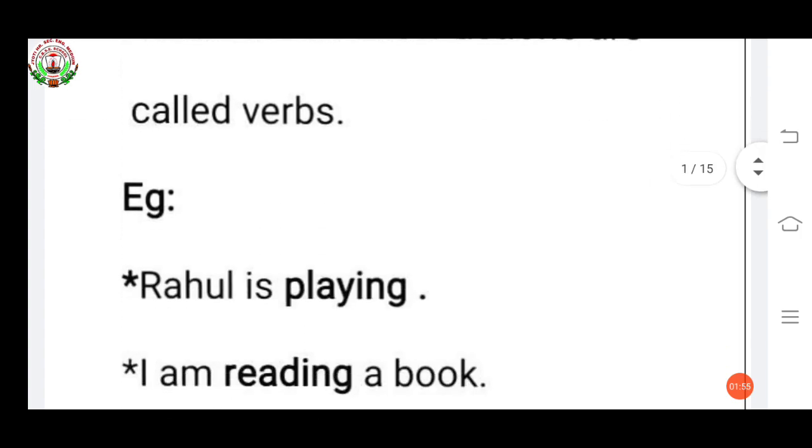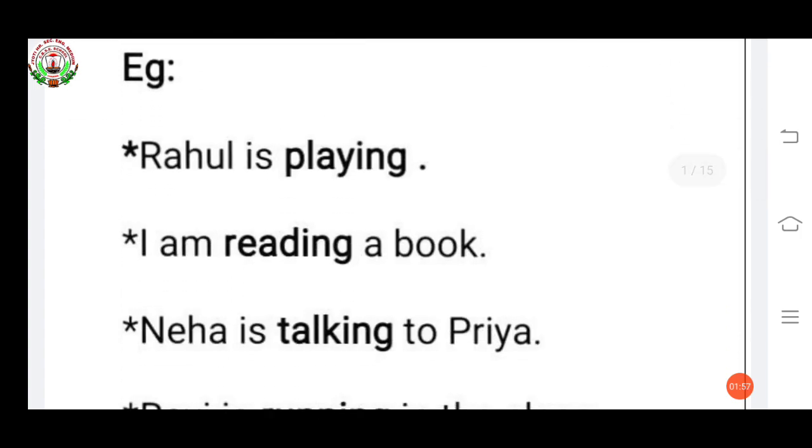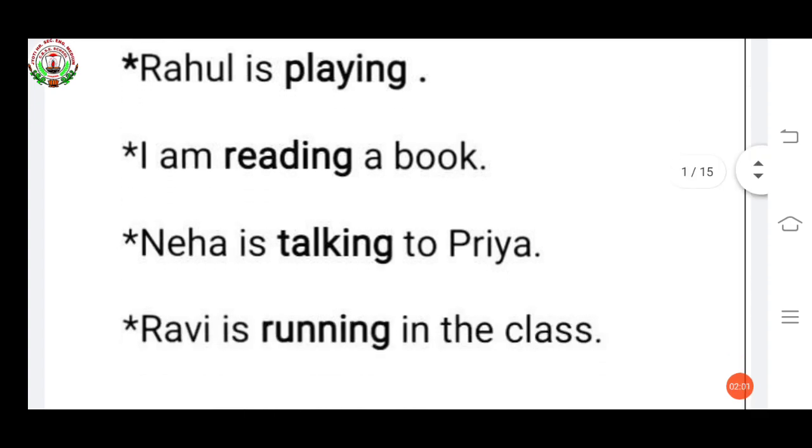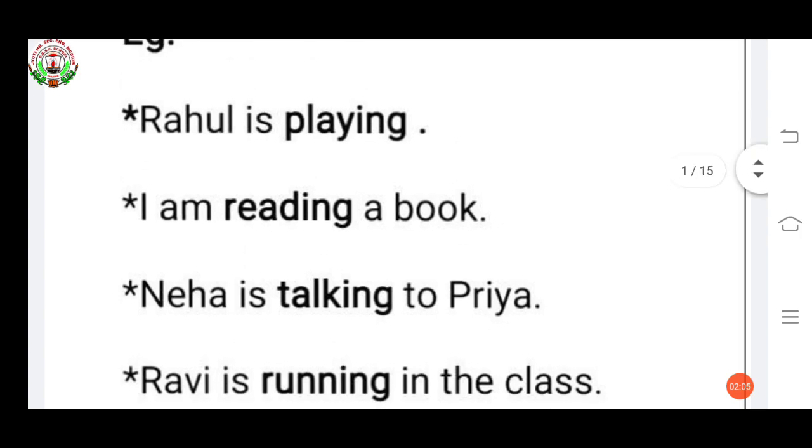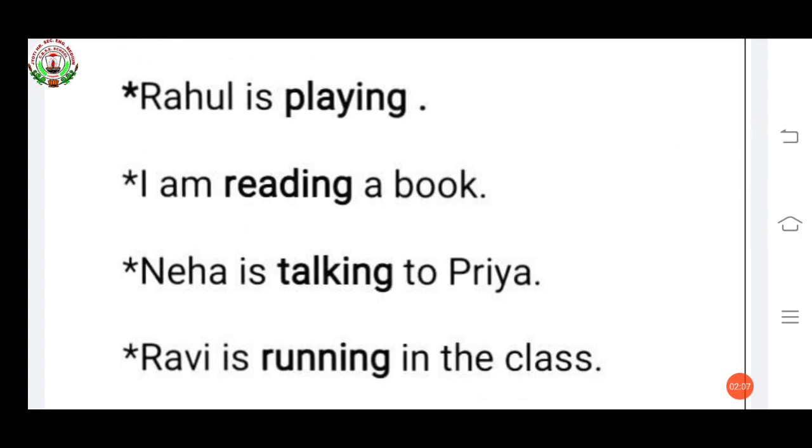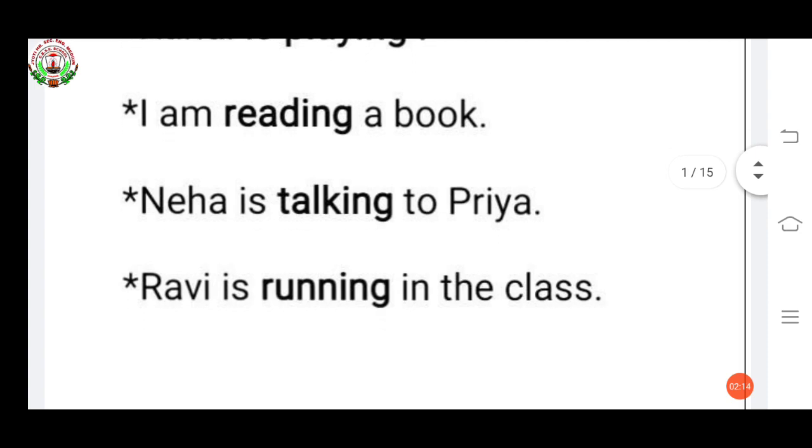See, Rahul is playing, I am reading a book, Neha is talking to Priya, Ravi is running in the class. So all that given in bold letters, they are called verbs. Playing, reading, talking, running. Okay?